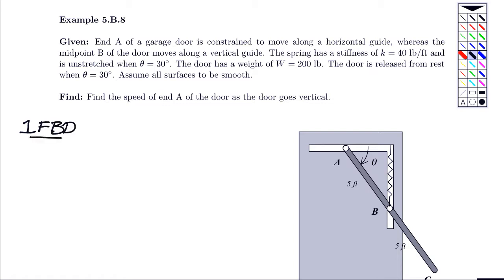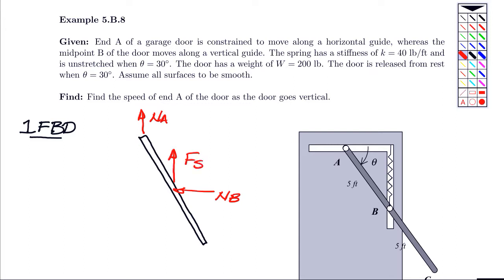We need the free body diagram because we need to find out which forces, if any, do non-conservative work. So, as always, our FBD is a critical first step. If we look at the forces that are acting on A, we have the normal force of the guide acting on A. We have a normal force of the guide acting on B. We have a spring force, which is going to be acting at point B. And we, of course, have the weight of mg.